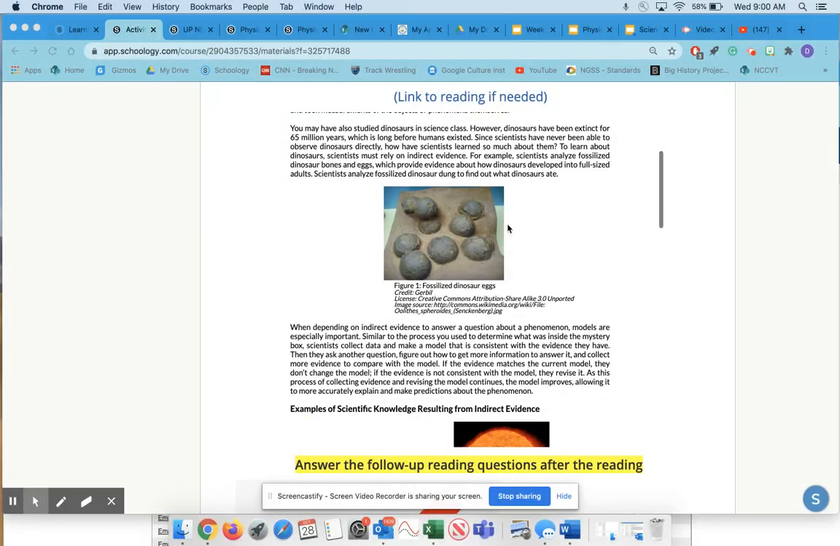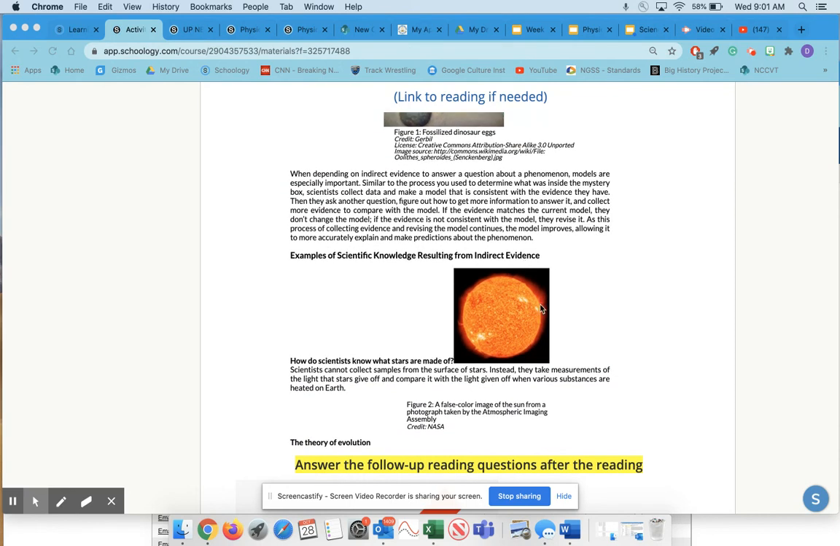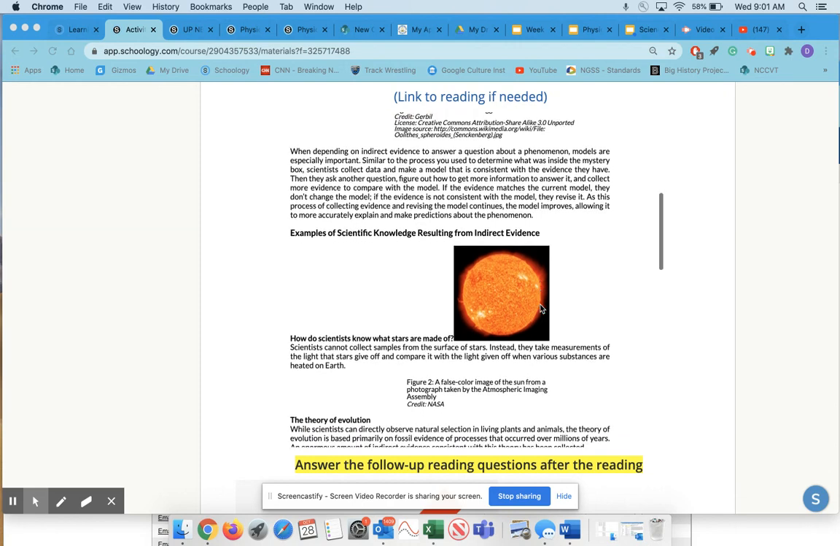It talks about examples. We study dinosaurs indirectly. We've never seen an actual dinosaur, so we have to study their bones and their dung to get an idea of what dinosaurs looked like. Even studying the sun: no one has been to the sun, no one can get near it, it's too hot. But we can compare the light from the sun to things that make light on Earth to see what the sun is made of. We study the sun indirectly.